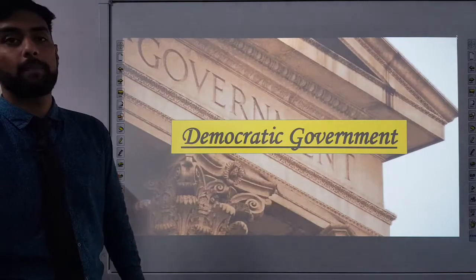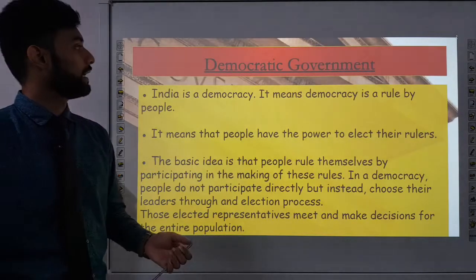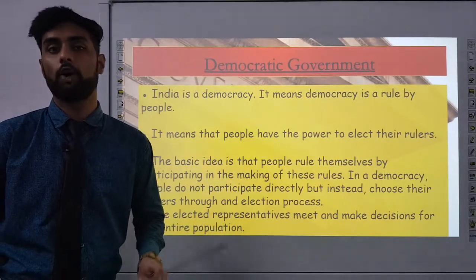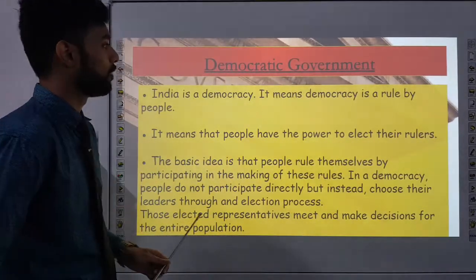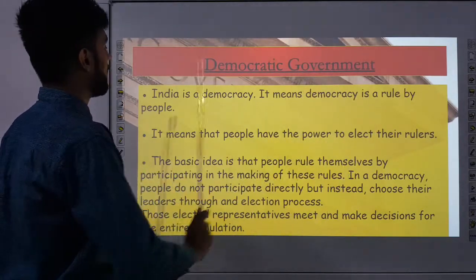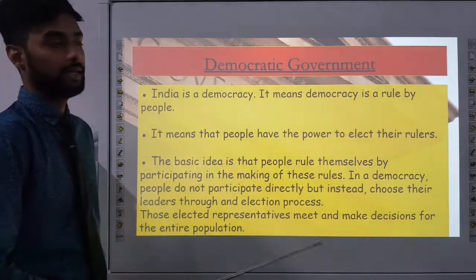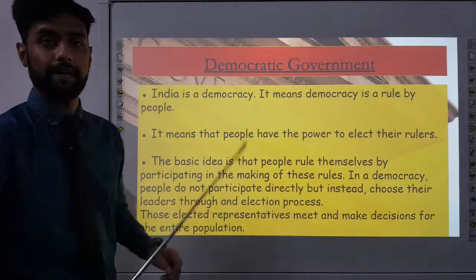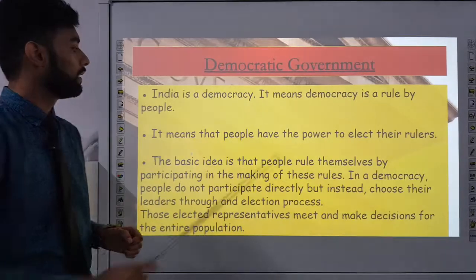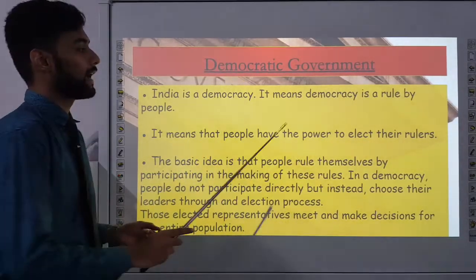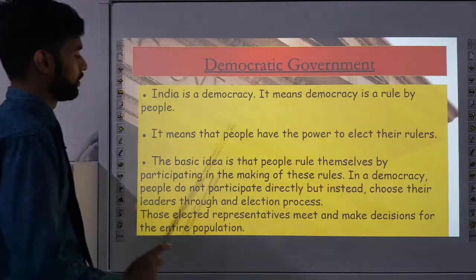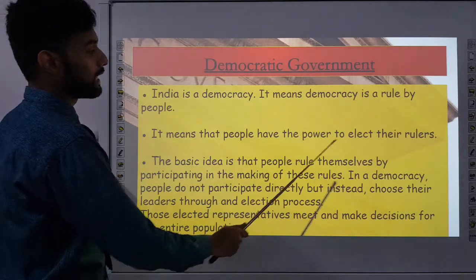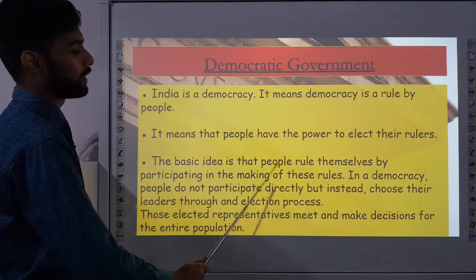Now our next topic is democratic government. Now children, our country India is a democracy, means the government that we have is a democratic form of government. It means democracy is a rule by people. Who is ruling? The people. It means that people have the power to elect their rulers. As I have already explained to you, in a democratic country, the people, means the citizens, have the power to elect their rulers. Now pay very close attention here. The basic idea is that people rule themselves by participating in the making of these rules.